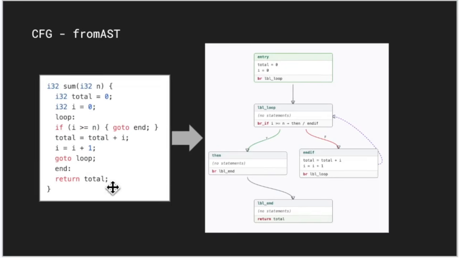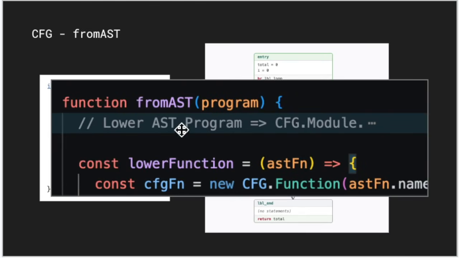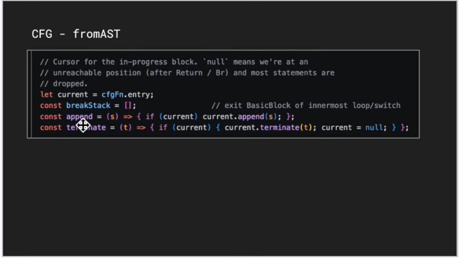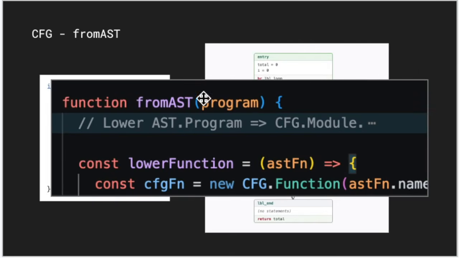We have these 2 models. We have the AST model, and we have the control flow graph. The question is, how do we get from this one to this one, right? And you can do that in a surprisingly not that many lines of code. In C0, this is modeled as a single function. And when we lower the function, we have a function that will take a whole program and turn it into a CFG.